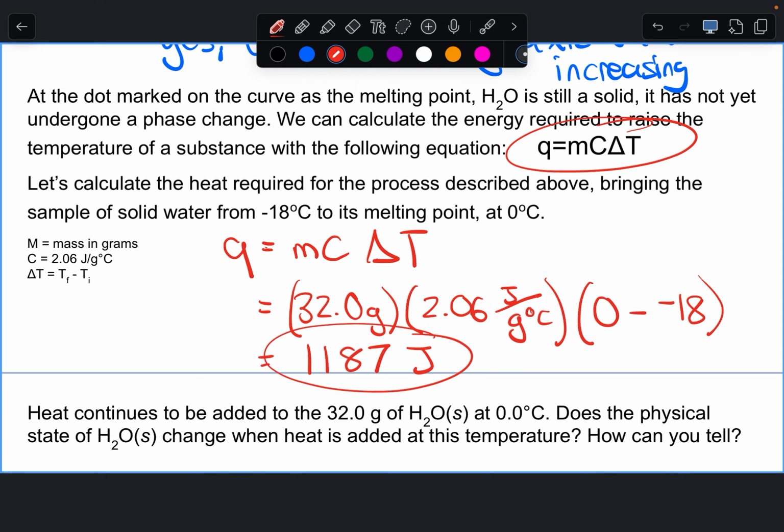In case you didn't notice, ice has a different heat capacity than water. Keep that in mind. The heat capacity of ice is 2.06, and water is 4.184. So the state does affect how it absorbs heat and how its temperature changes. It's easier to change the temperature of ice than it is to change the temperature of water.